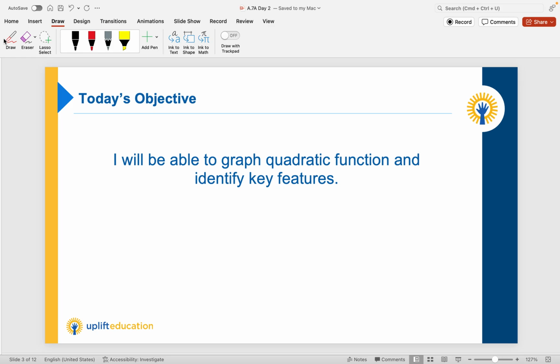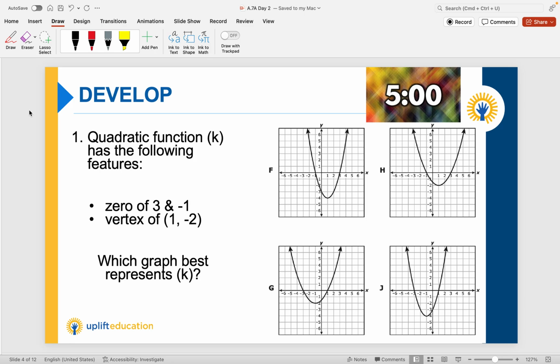Okay, so today we're going to talk about the key features, and we're going to focus more so on those zeros. In Develop, number 1, I'm going to do number 1 and you're going to do number 2. So no, I am not going to go over number 2. In this one, it says the zeros are 3 and -1. Go ahead and cross out that word zero. We want to trade it in for x-intercept.